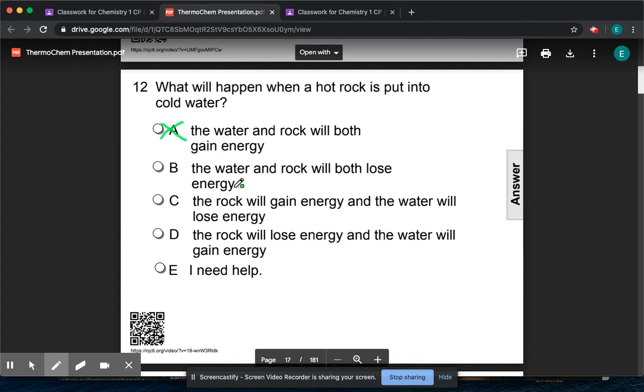The water and rock will both lose energy. That is not true. You're combining them together; there needs to be a total amount. The rock will gain and the water will lose? Which one is warmer? I told you energy goes from hot to cold. The rock is the hot, the water is cold. So the rock will not be gaining energy. The rock will be the one giving up the energy. So the rock will lose the energy and the water will gain it.